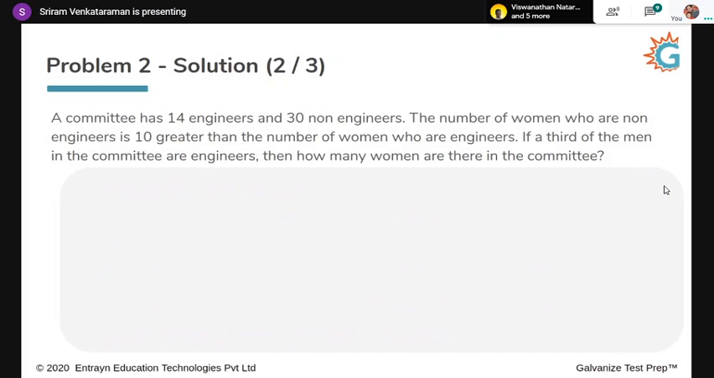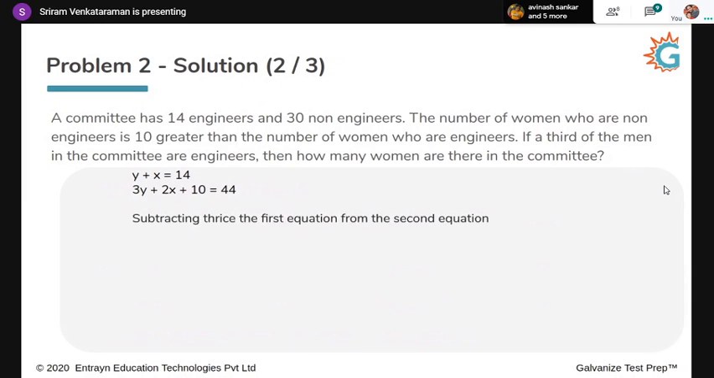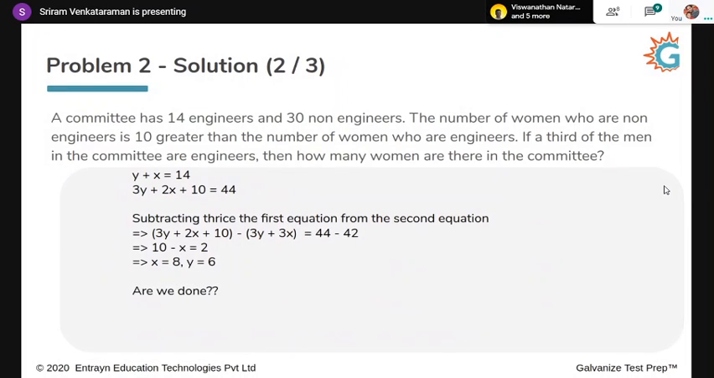So now let's execute the solution, right? So we're given these two equations. So I'm going to subtract twice the first equation from the second equation. So I get 3y plus 2x plus 10 minus 3y plus 3x equals 44 minus 42. All right. So I'm just doing a little bit of algebra over here, and I'm finding out x equals 8. And if x equals 8, y equals 6. Okay. So are we done? Not really. Right? Because the question asked me to find 2x plus 10. Right? So now I have gotten x. 2x plus 10 is 26.